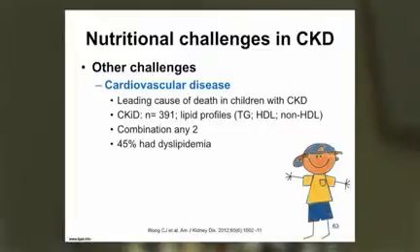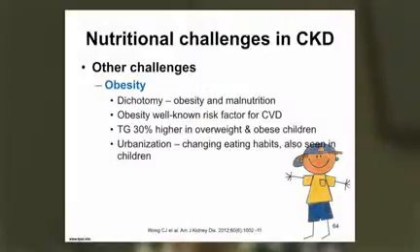And again, this CKiD study has found that 45% of them had dyslipidemia. These are children, we're not talking about adults, so that is actually frightening. Obesity, another challenge. It's a dichotomy of obesity and malnutrition. We know that obesity is a risk factor in cardiovascular disease, with higher triglycerides, and probably because of urbanization and the change of eating habits.